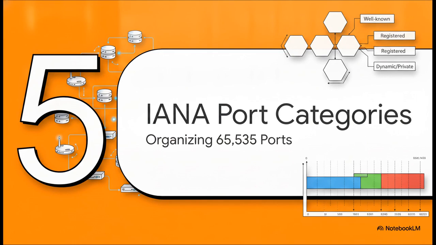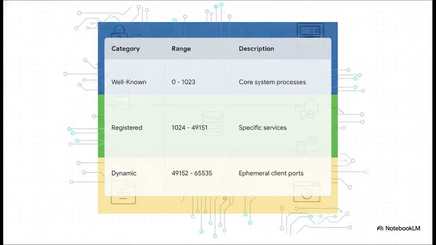Let's see how the Internet Assigned Numbers Authority manages and organizes all 65,535 of these endpoints. Look, to keep the whole internet from just devolving into total chaos, the IANA divides ports into 3 highly rigorous categories. First, at the lowest tier, we have ports 0 through 1023.